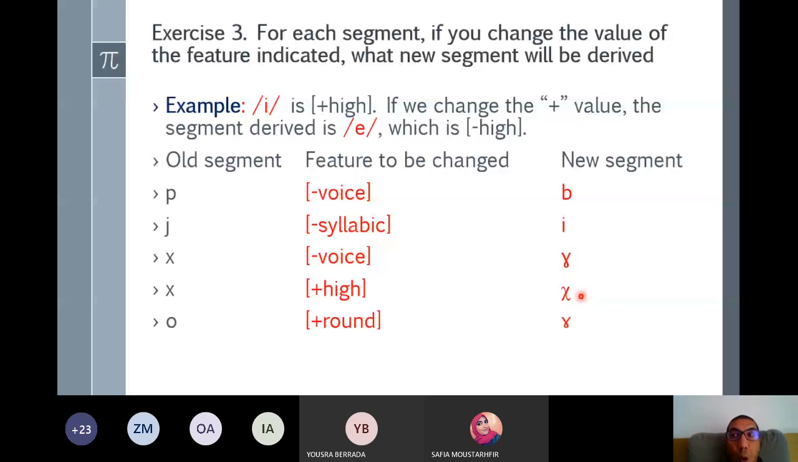You have a round vowel o. If you change the round vowel o into minus round, then you have the o which is minus round.